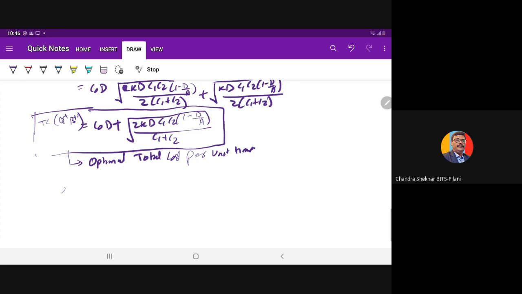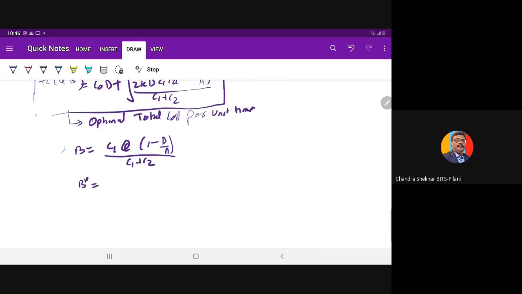And we know what B is. B is equal to, as we have already derived, C1 Q into 1 minus D upon A upon C1 plus C2.